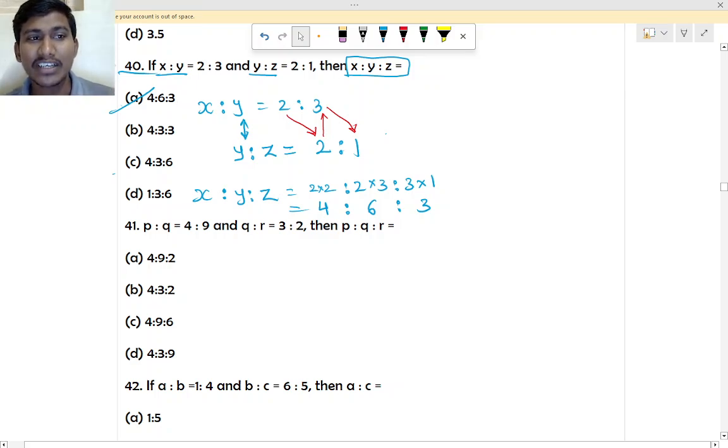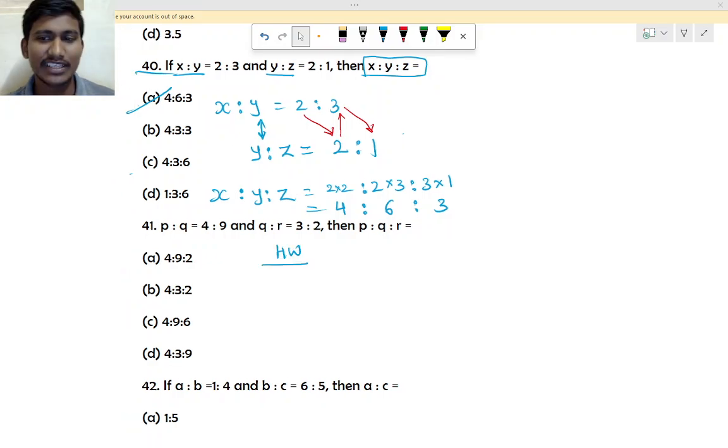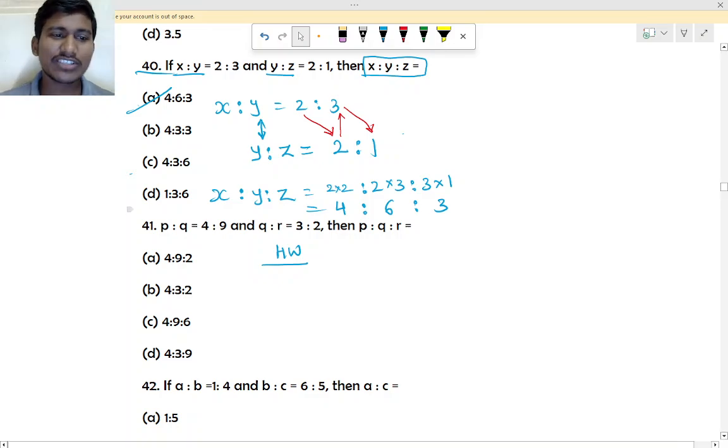Which is same in these two ratios, x is to y and y is to z, y is same. That you have to write in the middle. Understand? And then multiply. Got it? Okay, write it down. Question 41 is also the same. That will be homework.